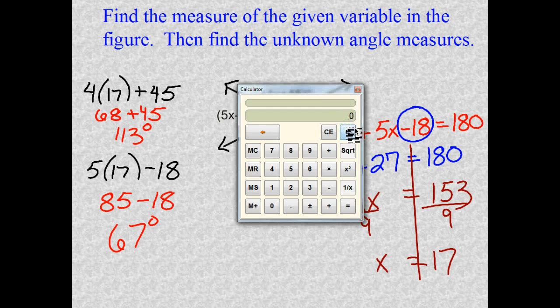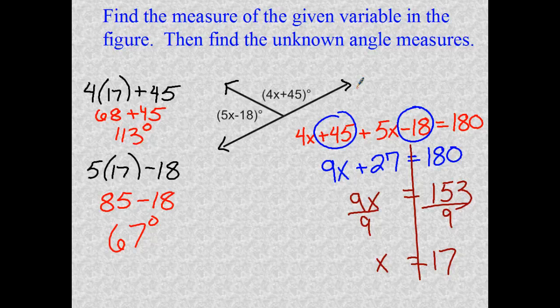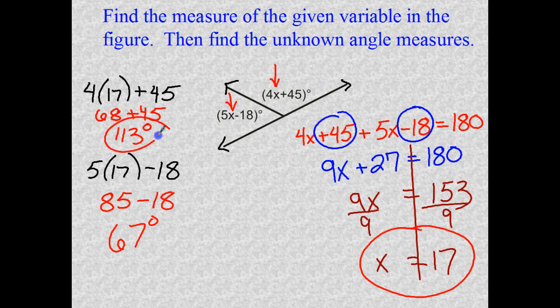And if I were to take my two angles and add them up, I have 113 plus 67. And that should equal 180 degrees, and it does. If they are supplementary to each other, their sum total should be 180 degrees total here. So I found the value of x being 17. I substituted into my expressions. I did the math, and the two of them added together to get 180 degrees. Supplementary.